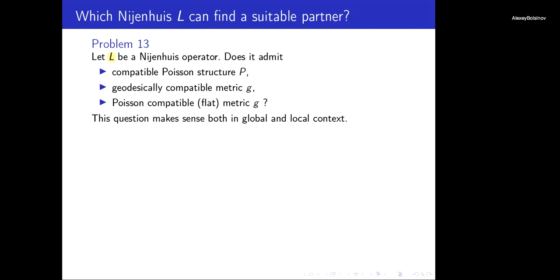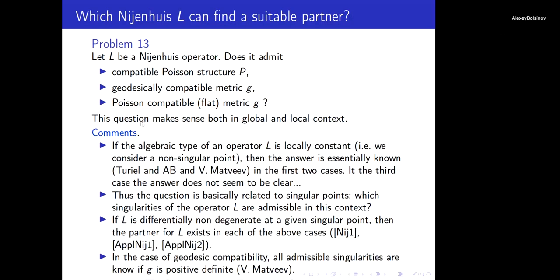So what do we know about this? First of all, if we consider this question locally, so take Nijenhuis operator L, and assume that in the neighborhood the algebraic type of L does not change, meaning that all the eigenvalues have constant multiplicities and the structure of Jordan blocks is the same. Then in the first two situations, when we were talking about compatible Poisson structures, Poisson Nijenhuis structures or geodesically compatible matrix, the answer is essentially known.